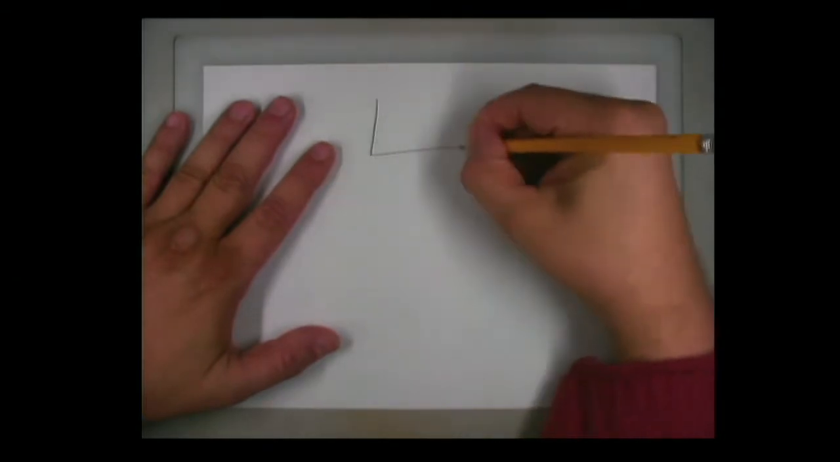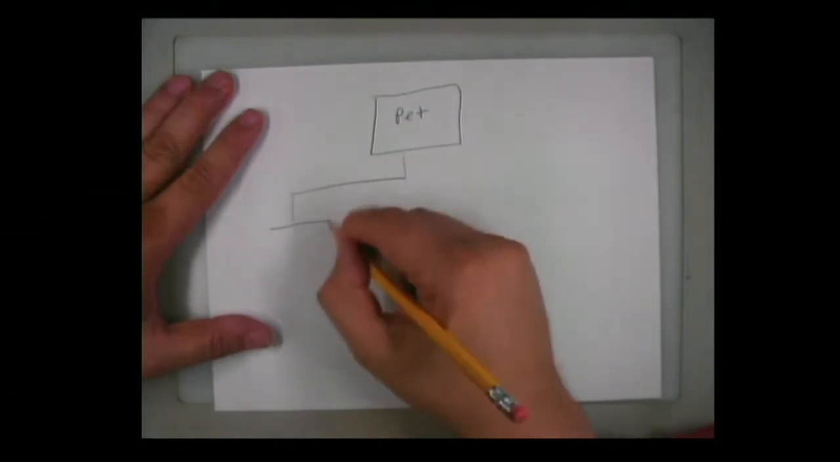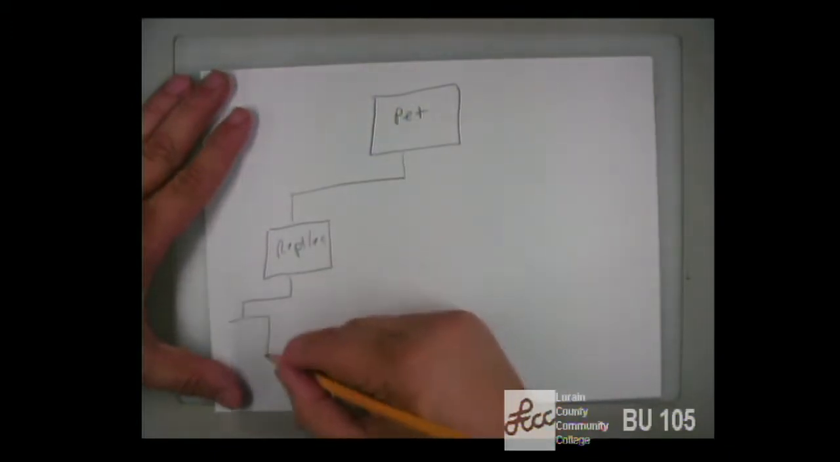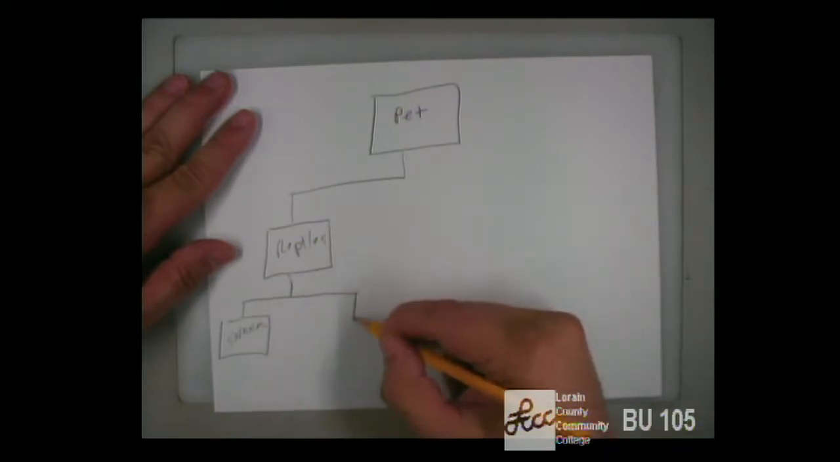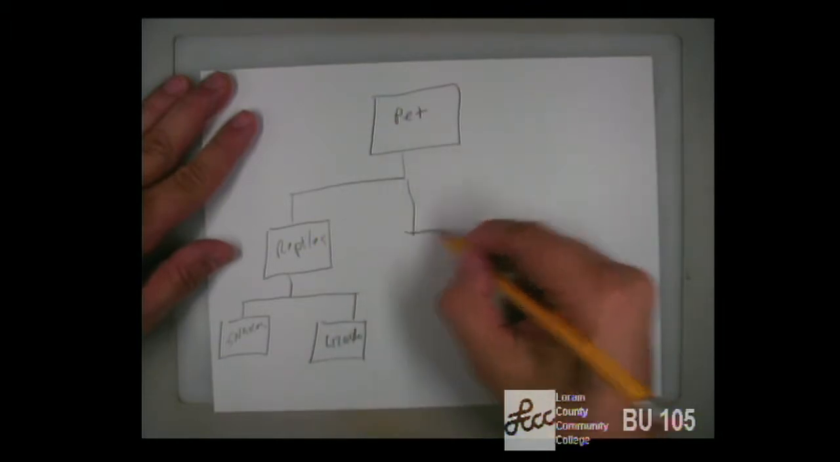So if we were making up an inheritance structure for that, we might draw something that looks like this. Pet. Then we've got reptiles. And maybe snakes. And maybe lizards. This will be incomplete, but it should say enough to get my ideas across here. And we've got chickens and parrots.